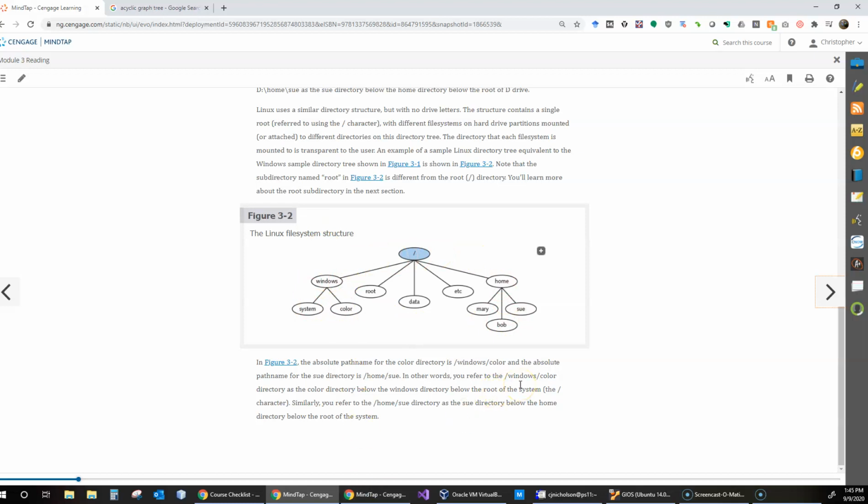I think that covers directory structure. The next lecture will probably be on changing directories, which includes stuff about absolute versus relative path names.